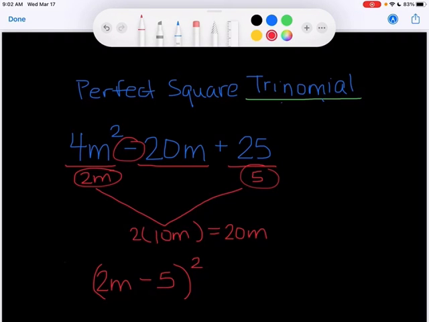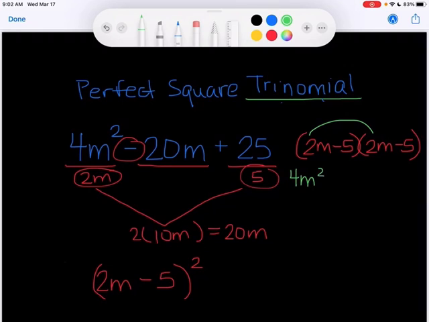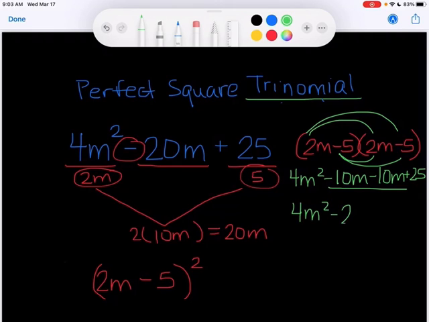And so if we check this, I'm going to do it right here. 2m minus 5 times 2m minus 5. I've got 2m times 2m, which is 4m squared. I've got 2m times negative 5, which is negative 10m. I've got negative 5 times 2m, which is negative 10m. And negative 5 times negative 5 is positive 25. I'm going to combine those like terms. I get 4m squared minus 20m plus 25, which is exactly what we started with, so we know that this is correct.